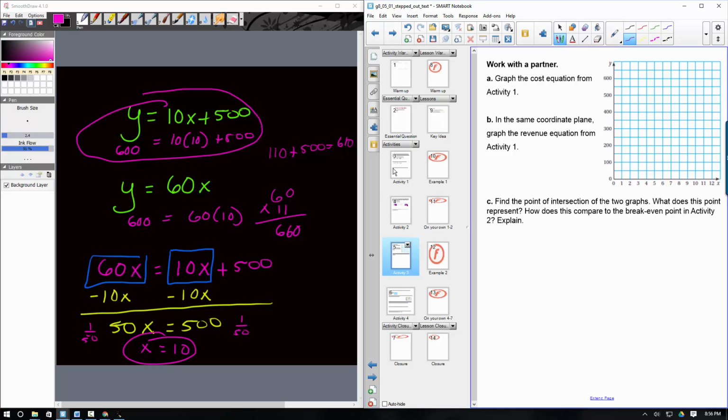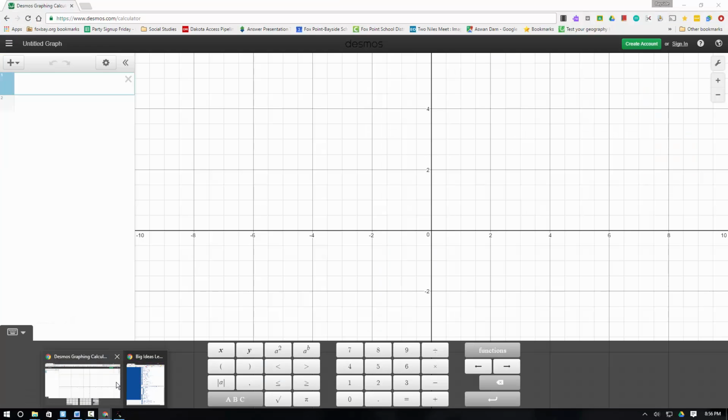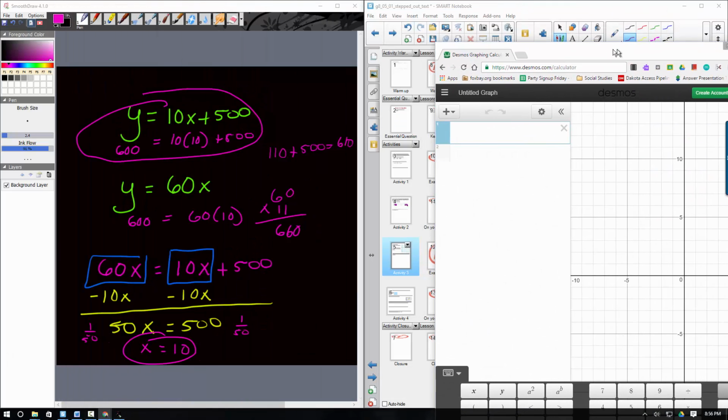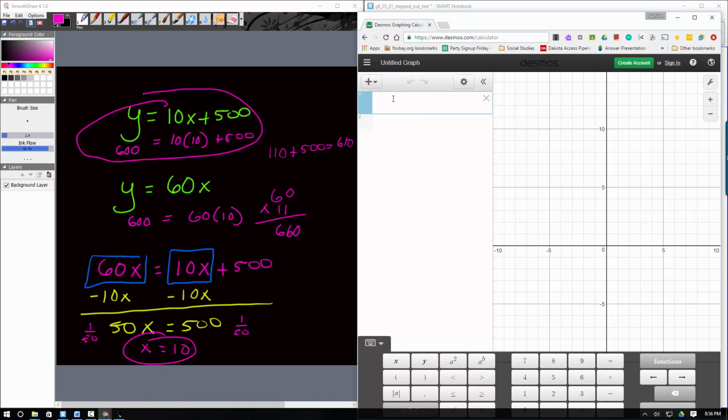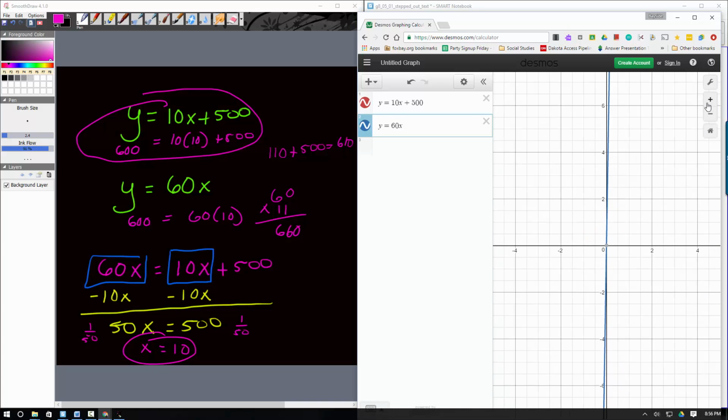Now it asks me to go out and graph this. So I'm going to have my two equations. So let me just write these down here. And I'm just going to quickly do this in Desmos. And of course, you can use Desmos. I recommend that you graph a little bit because on the test you will have to graph. But y equals 10x plus, I'm sorry, plus 500. And the other one is y equals 60x. And I'm going to zoom in because it's hard to tell right now.